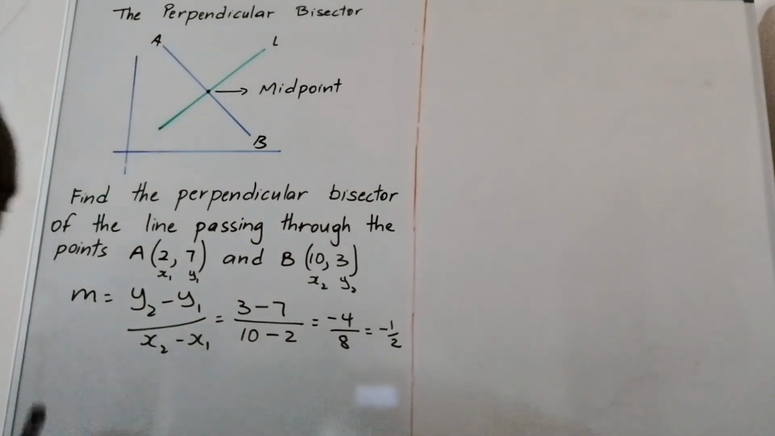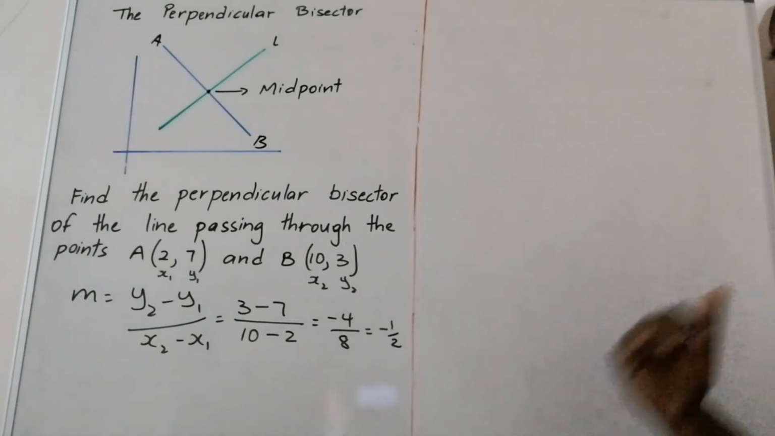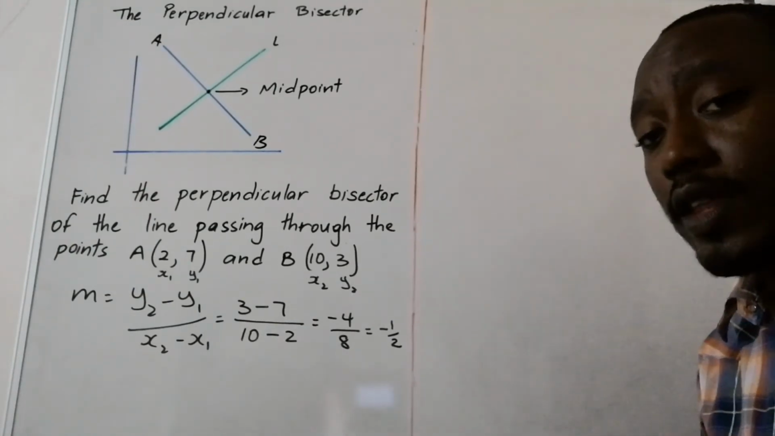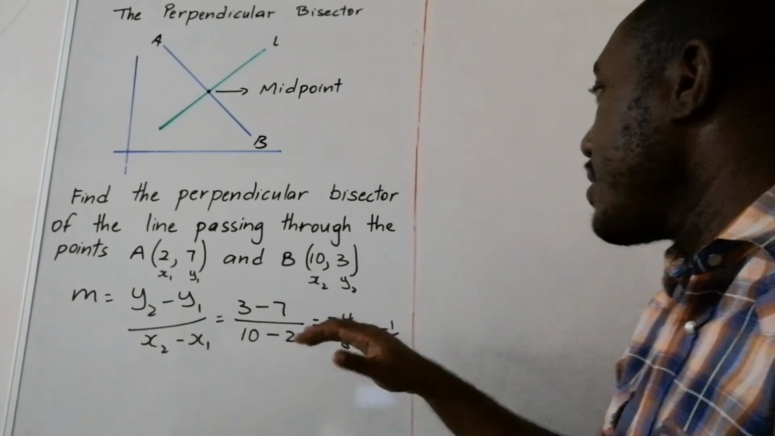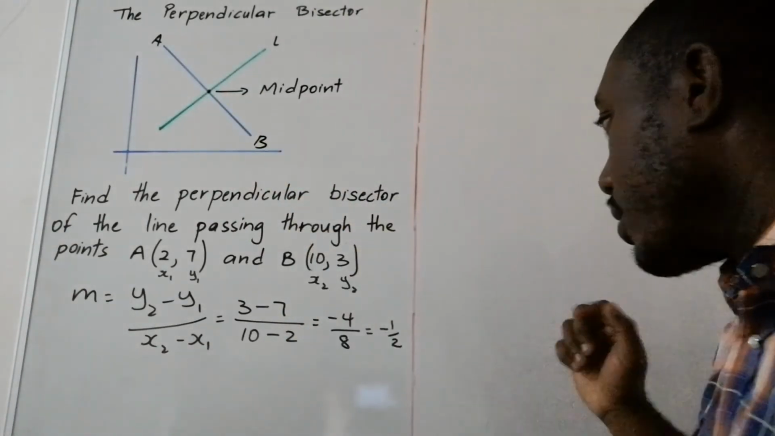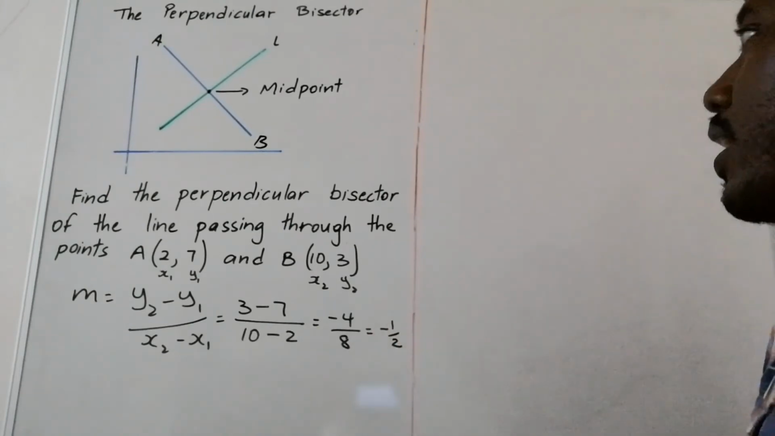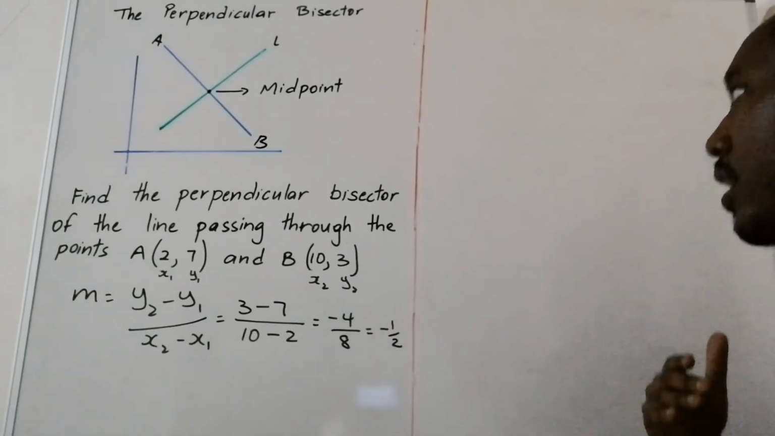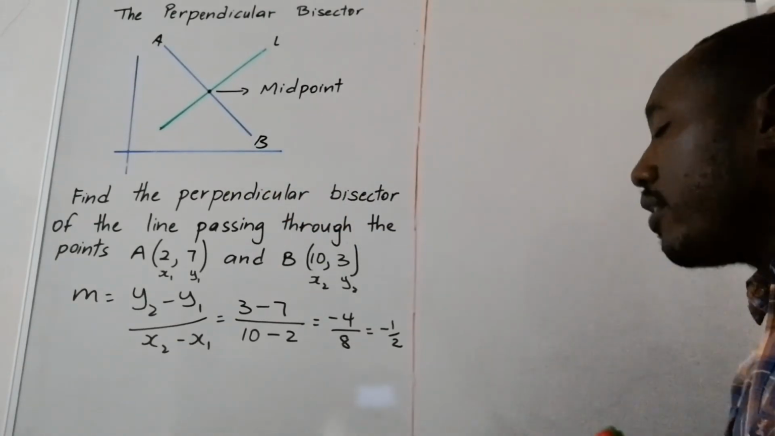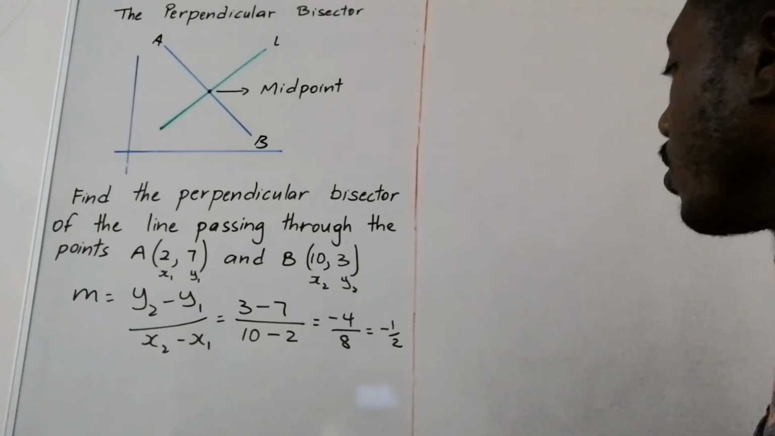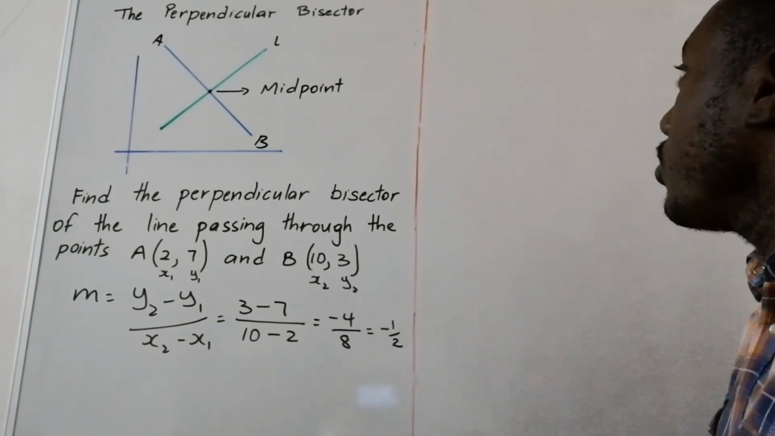Now, to find the gradient of the perpendicular line, we do it the same way as we did before. If the gradient of line AB is negative a half, then for the perpendicular line, remember how to find the gradient of a line perpendicular. What do we do? We upturn and change the sign.